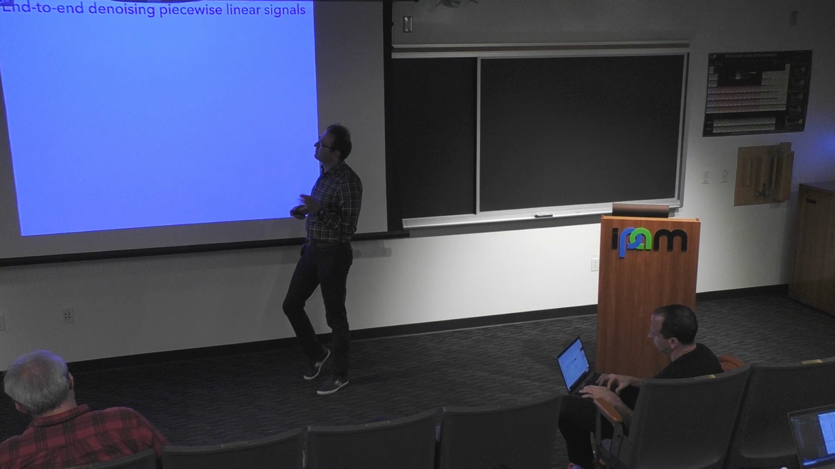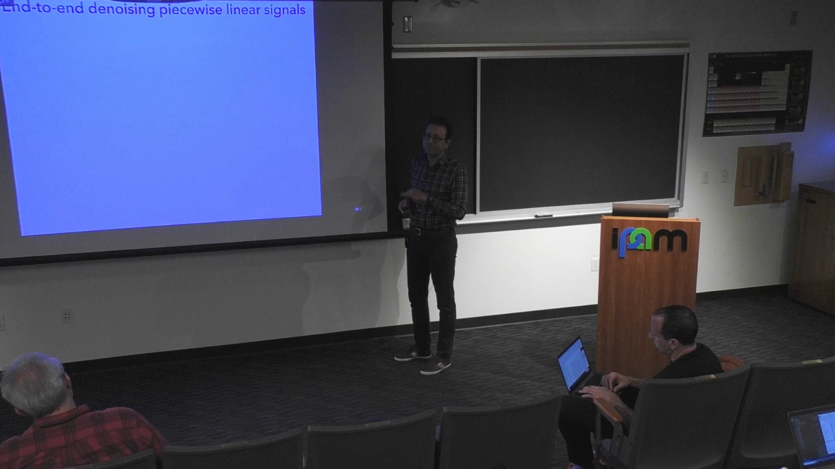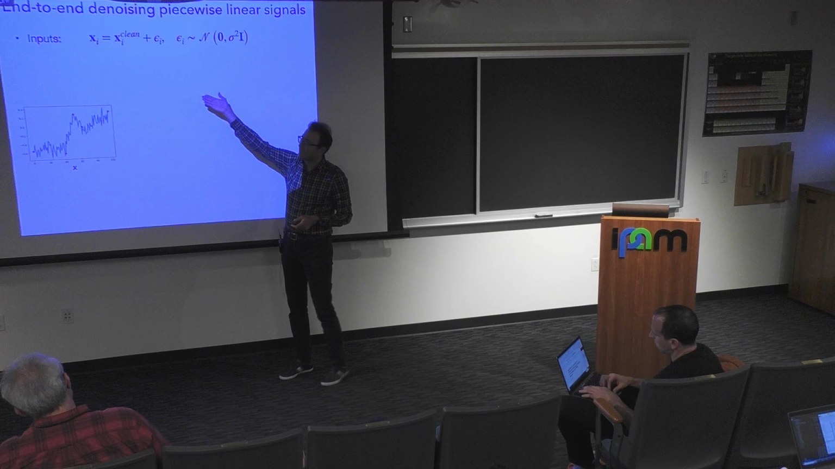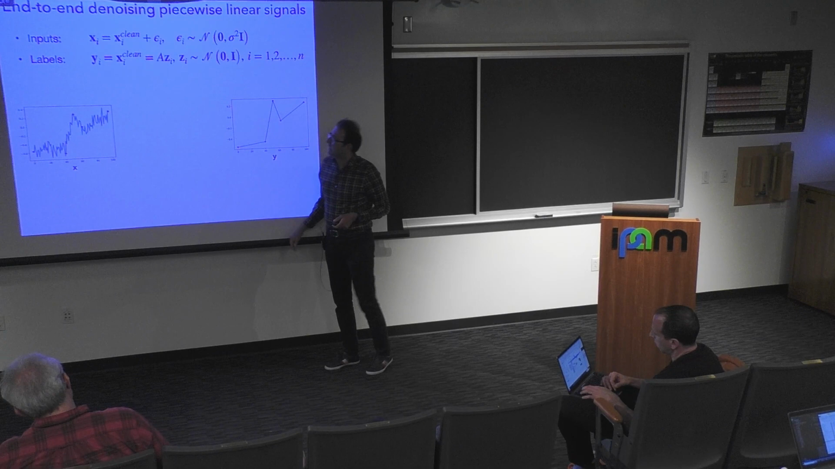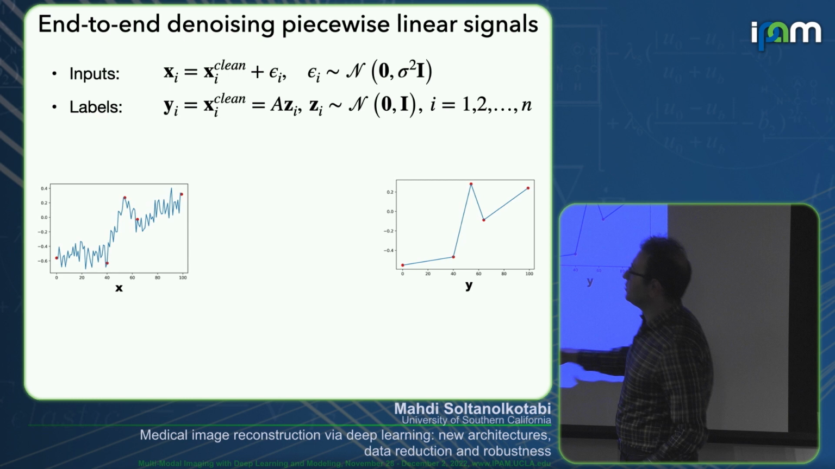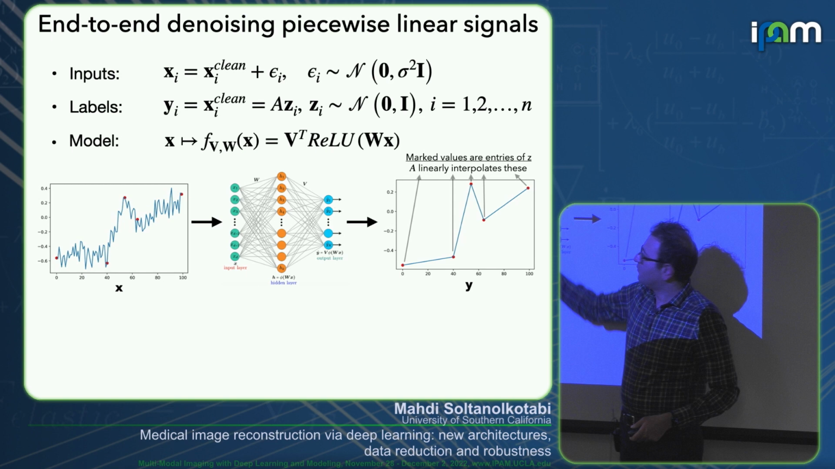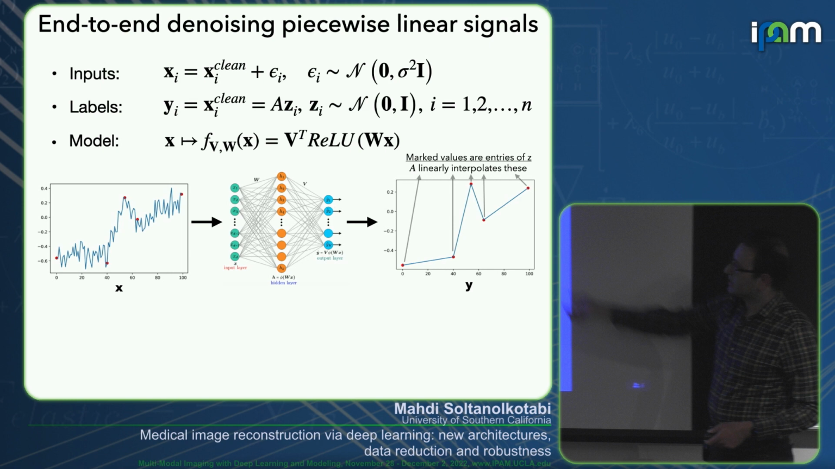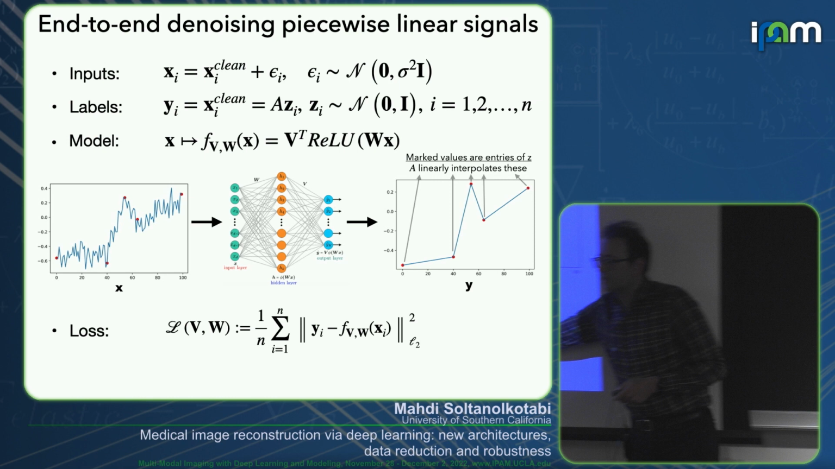So in particular, let's just see how this NTK versus non-NTK manifests itself in end-to-end denoising of piecewise linear signals, right? So here the data is like, I take a piecewise linear signal, I add Gaussian noise to it, so that's the input, and the corresponding labels or output is the noiseless signal, right? And then if I want to do end-to-end training to do this kind of denoising, you would get a bunch of input-output pairs like this, and then you would train a one hidden layer neural network to do this denoising for you, right? So in this case, for example, let's say a one hidden layer ReLU network, using a least squares loss, right? So this is a very toy model of the end-to-end training that I discussed at the beginning.